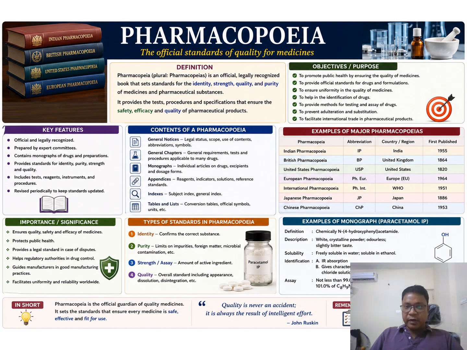Examples of major pharmacopoeias: multiple countries have different pharmacopoeias, like the Indian Pharmacopoeia, British Pharmacopoeia, and United States Pharmacopoeia. These are some examples, and which year each was published. Types of standards in pharmacopoeia: identity, confirming the correct substance; purity, limits on impurities, foreign matter, microbial contamination, etc.; strength, assay; and quality.